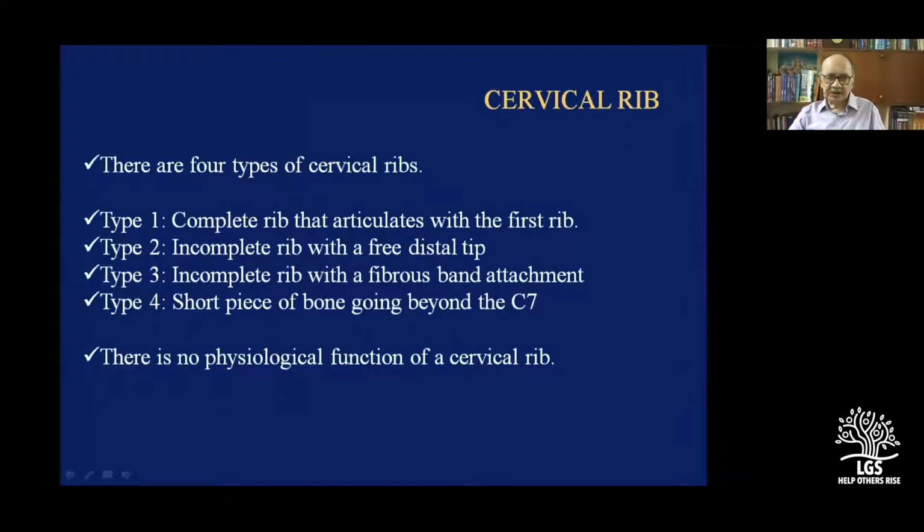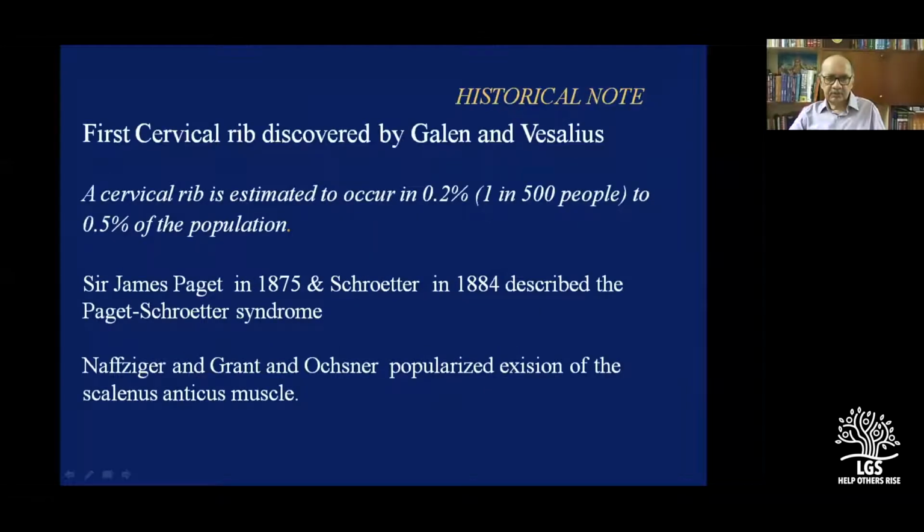When the ribs were described in length, there were four types of cervical ribs: complete ribs, incomplete ribs with a fibrous band, and a short piece of bone going beyond C7. As of now, there is no physiological function of a cervical rib. It's probably like an appendix. The first cervical rib was discovered by Galen and Vesalius because they were anatomists. A cervical rib is estimated to occur in 1 in 500 people.